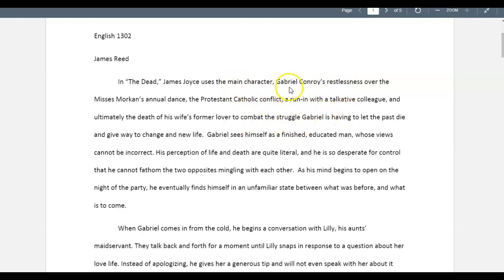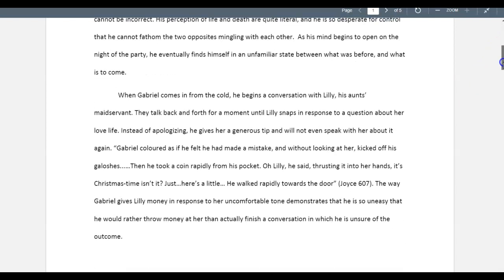That he used this main character and his restlessness and other details to show us the struggle he's having to let the past die, that his perception of life and death are literal, and that as he begins to open up on the night of the party, he finds himself in an unfamiliar state. And so we sort of have a thesis offered here, that he's using the main character to show a key aspect about this view. And then we have our transition.